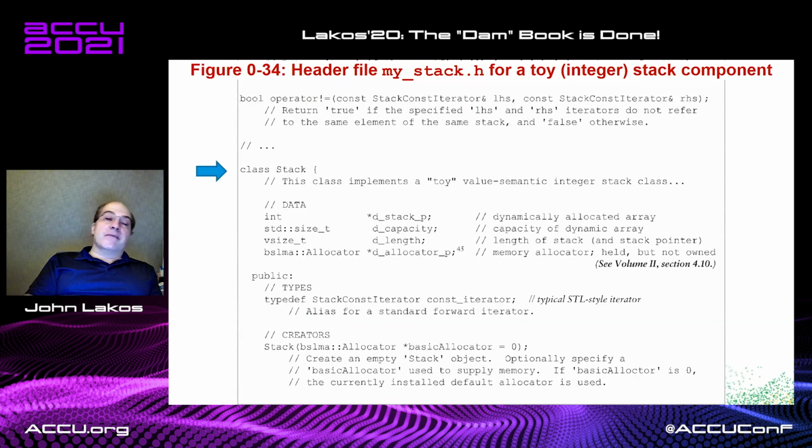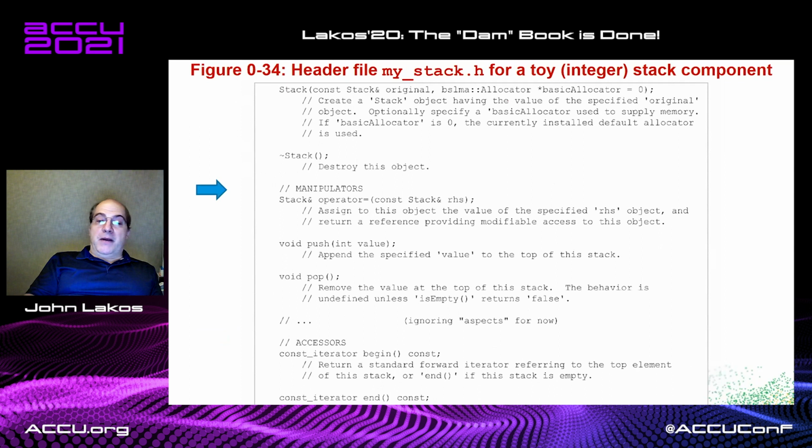And here is the flagship class stack, and it has data members, and it has in its public interface types, creators, which include the constructors and the destructor. It has manipulators, which are the non-static methods of the class that are not const. And then it has the accessors, which are the non-static members of the class that are const. Note, by the way, that these categories are independent of domain and have been around for 30 years and are very deliberate. We don't do getter and setter pairs for many reasons.